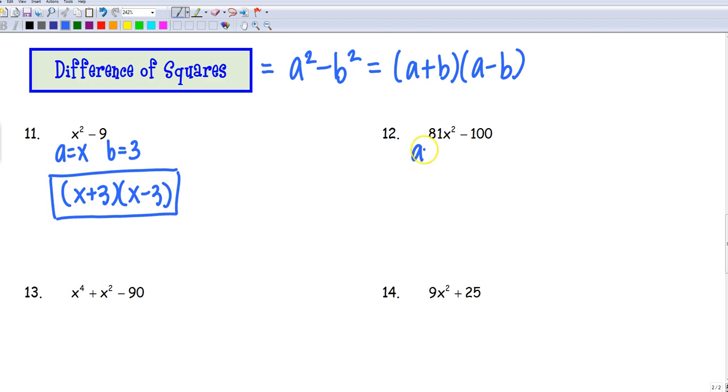Okay, so in this one, your a term would be the square root of 81x squared, which is 9x, and your b term would be 10. So you have 9x plus 10, 9x minus 10.